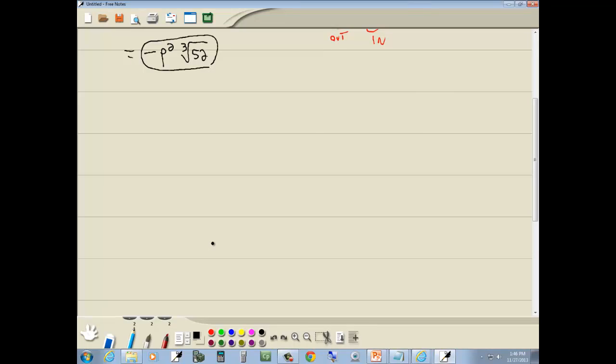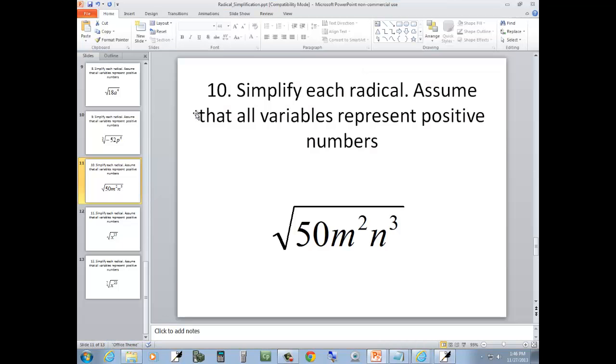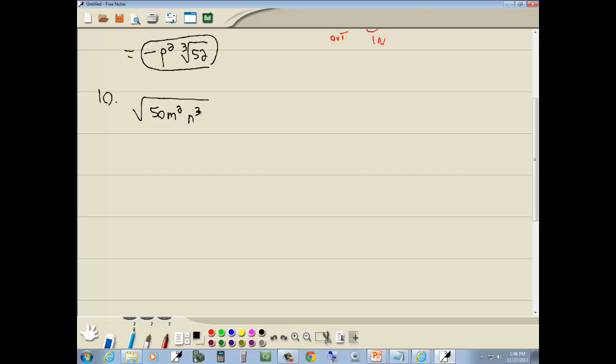Let's take a look at this one. Got square root of 50 m squared n to the third. Well, let's look at the number first, 50. Look at the factor tree. 50 is 2 times 25. 2 is prime, so we circle it. 25 is not divisible by 2, so I go to my next prime, 3. It's not divisible by 3, so I go to my next prime, 5. It is divisible by 5. 5 times 5. So this becomes 2 times 5 times 5 m squared n to the third.